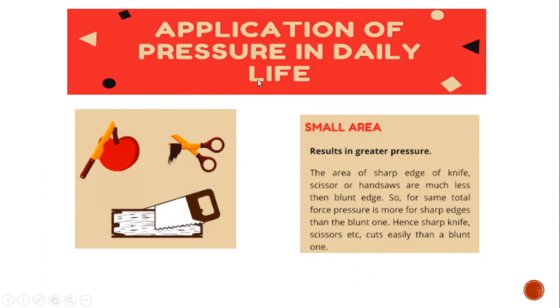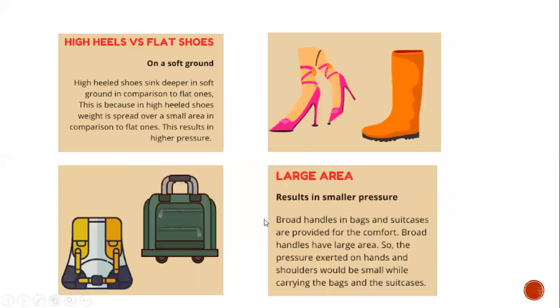Now, applications of pressure in daily life. You all know the knife is one example. The scissor is another example. Similarly, a saw is another example, or an axe. The area of the sharp edge of the knife, scissor, or hand saw is much less than the blunt edge. So for the same total force, pressure is more for the sharp edges than the blunt one. Hence, a sharp knife, scissor, or axe cuts more easily than a blunt one, because they have more pressure with the same force applied.